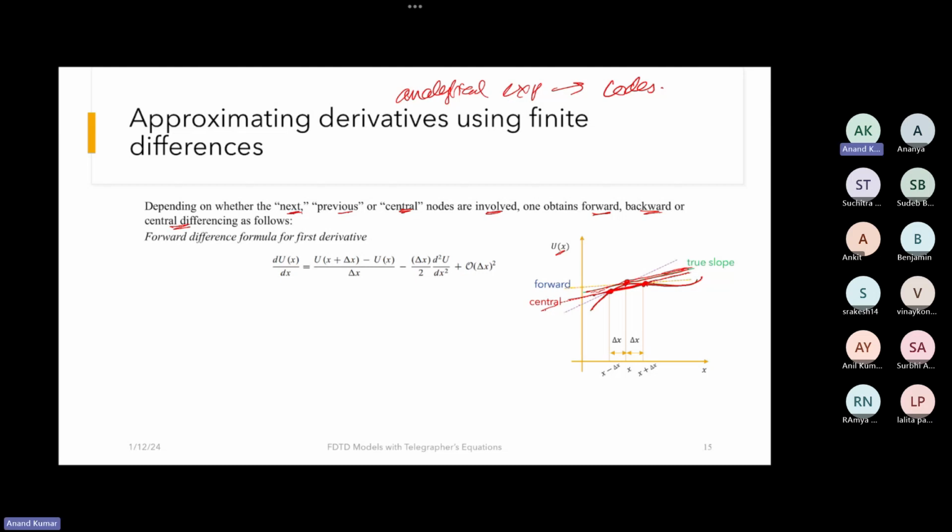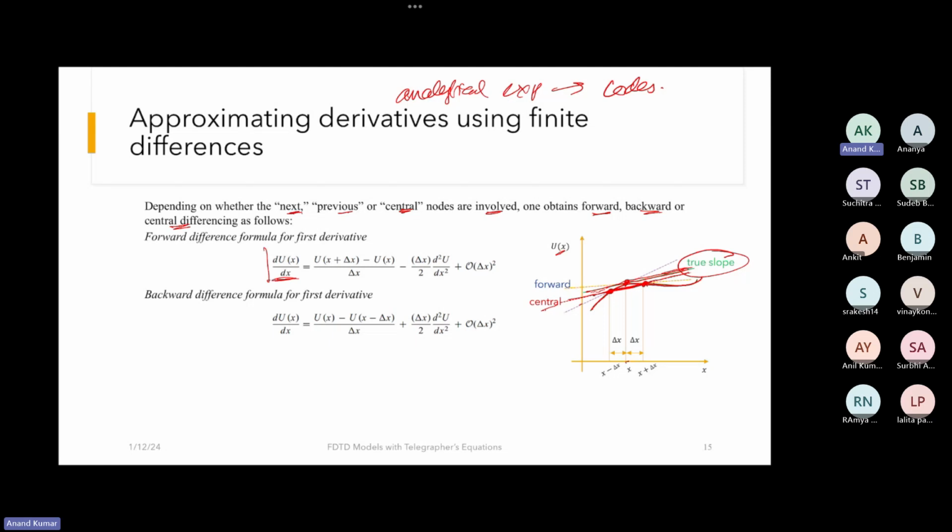That's all right. Based on which points you pick, you get an approximation of the true slope, and this could be forward, backward, or central. So let us look at the expression. This is your derivative, and your derivative is essentially the slope at that particular point.